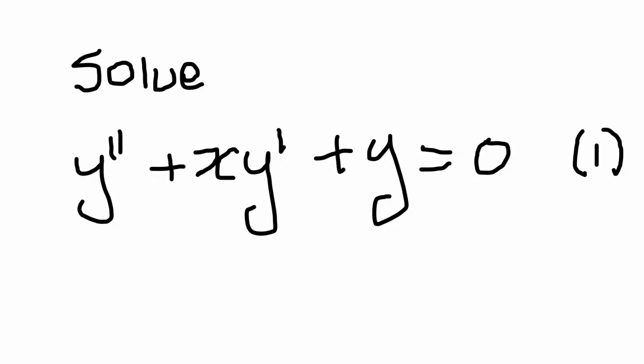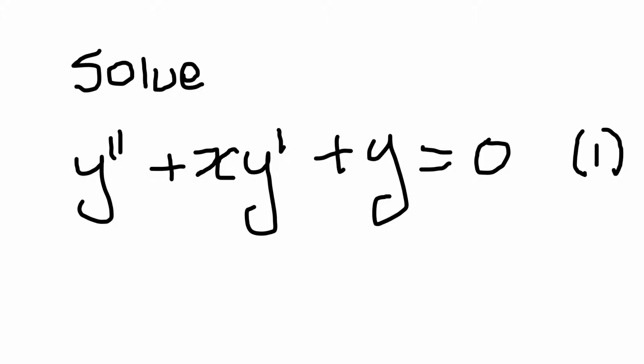Hello, I'm going to show you how to solve a linear second order ordinary differential equation with non-constant coefficients. The differential equation in question is y double prime plus x times y prime plus y equals 0. We'll call this equation 1.